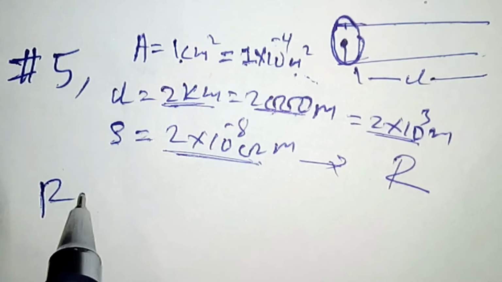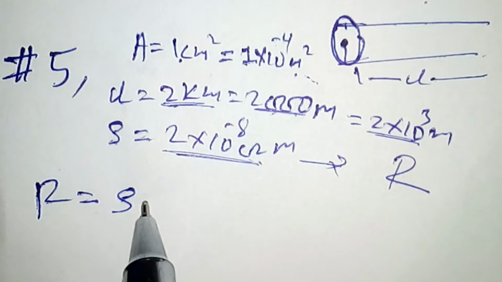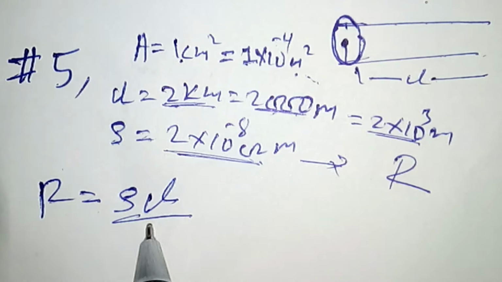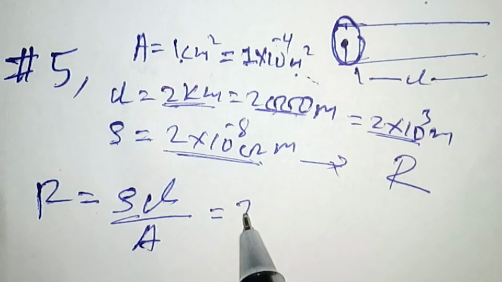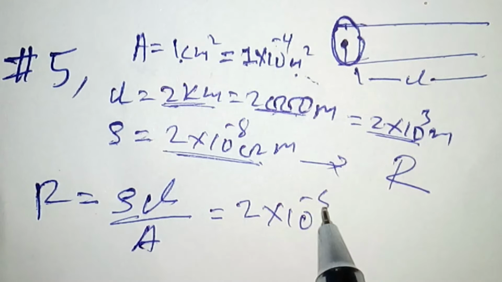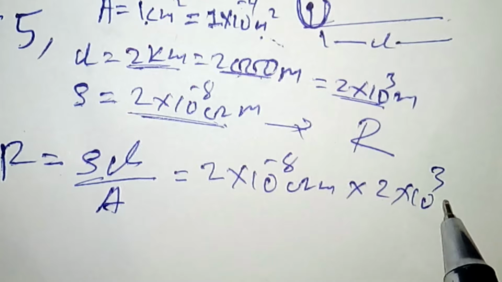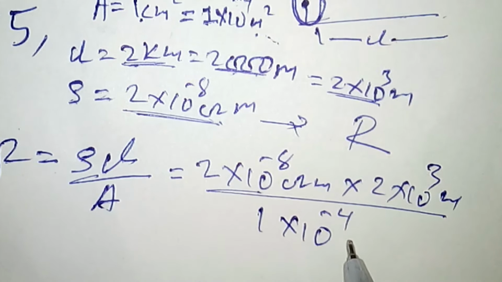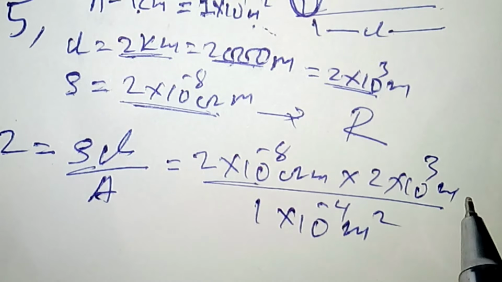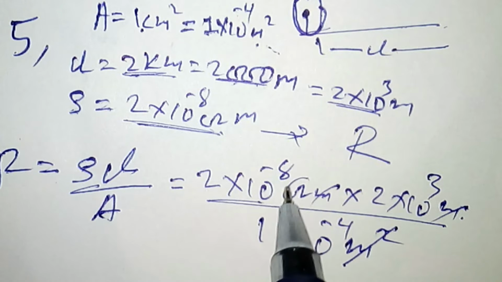The resistance of the copper cable equals the resistivity of the copper times the length of the copper divided by the cross-sectional area of the copper. If we substitute the values, this is 2 times 10 raised to minus 8 ohm meter times 2 times 10 raised to 3 meter, which is the length, divided by 1 times 10 raised to minus 4 meter square. Meter times meter is meter square, which cancels with the meter square, and only ohm is left.